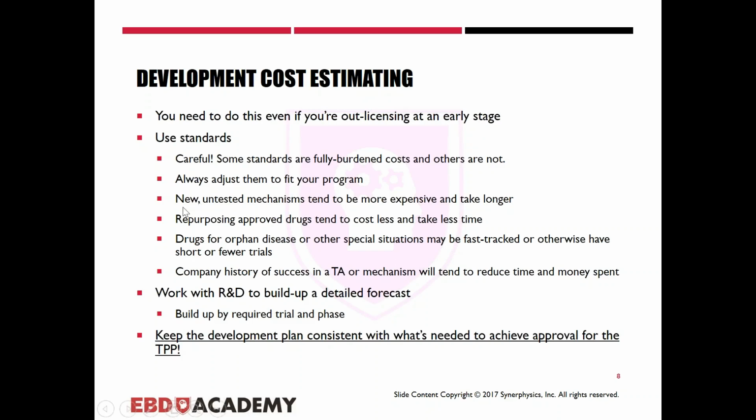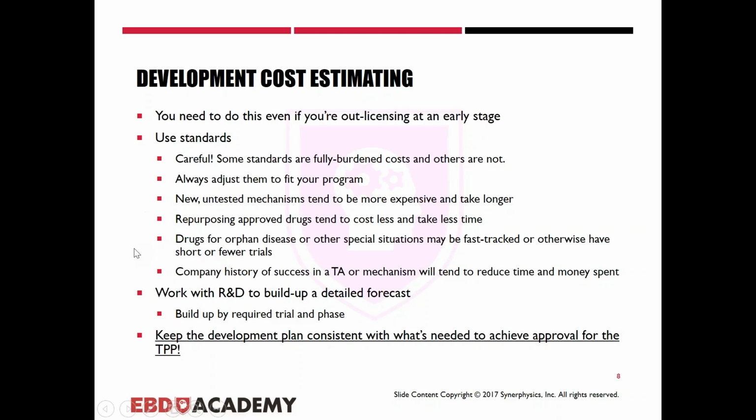If you're a new, untested mechanism of action, or if you're in a disease that might tend to have long clinical trials or many patients in the clinical trials, you're probably going to have a longer timeline and higher development cost. If you're repurposing a drug, or in other ways have a drug that's going to require shorter clinical trials, fewer studies, or fewer patients, then you're probably going to be less than average.